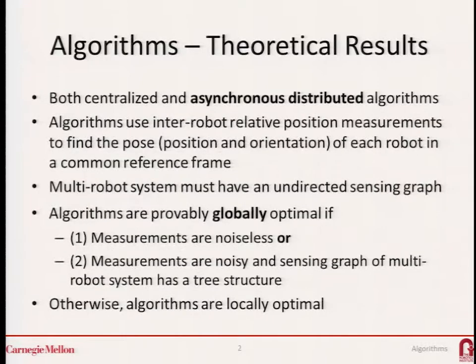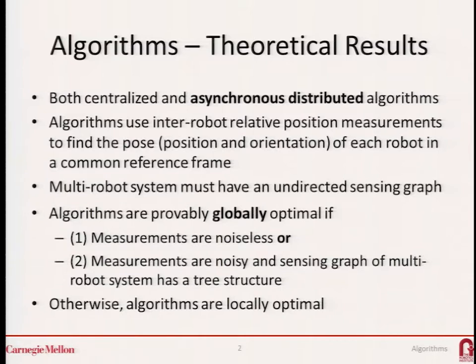So we've developed some algorithms, both centralized and an asynchronous distributed algorithm, that use the inter-robot relative position measurements to actually extract the pose, which includes both the position and the orientation of every robot in the system in a common reference frame. The multi-robot system in our case must have an undirected sensing graph, and the communication graph must be the same as the sensing graph, which means that if robot A can sense robot B, B must also be able to sense robot A.